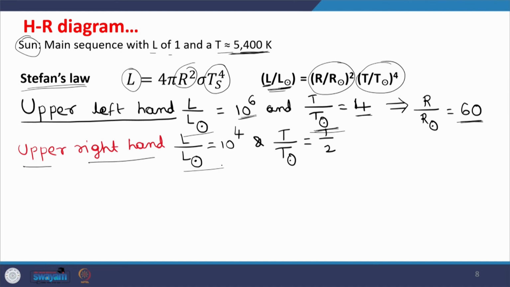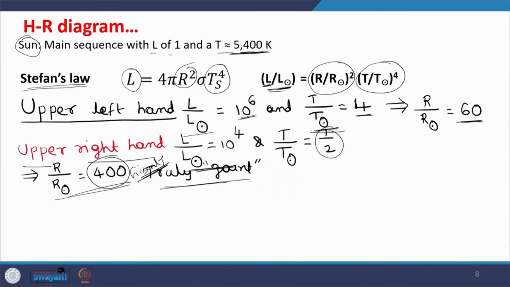L by L naught is 10 to the power 4, highly luminous, and of course low temperature. That is the reason I have written T by T sun is 1 by 2. See the HR diagram, it will be more clear to you. Keep the HR diagram with you, otherwise these numbers will be confusing. This gives a very high radius, 400. That is the reason I have used the word red giants, very big size. How much? About 400.